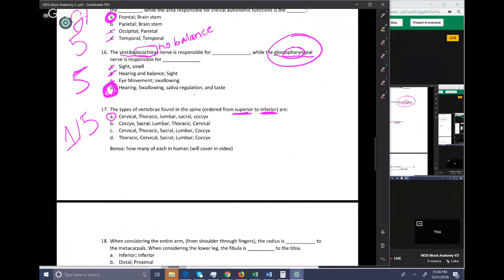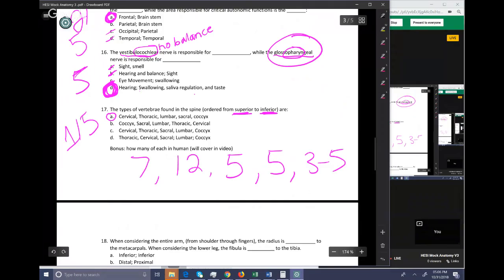So if we're going from top to bottom, we start at the neck, which is cervical, then thoracic, which is in the chest area, lumbar is the lower back, and then sacral is the lower back, and coccyx is the tailbone. The bonus, how many each? So cervical is 7, thoracic is 12, lumbar is 5, sacral is 5, and coccyx is 3 to 5.